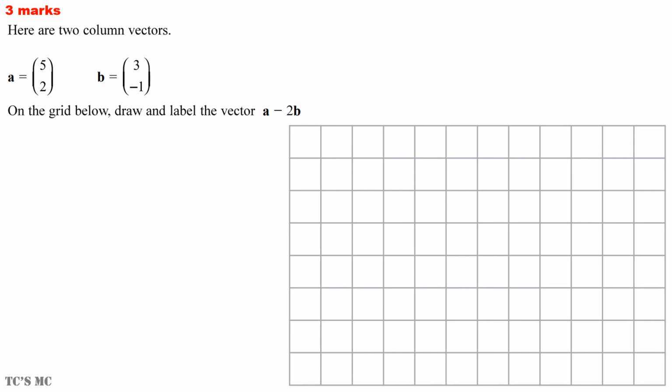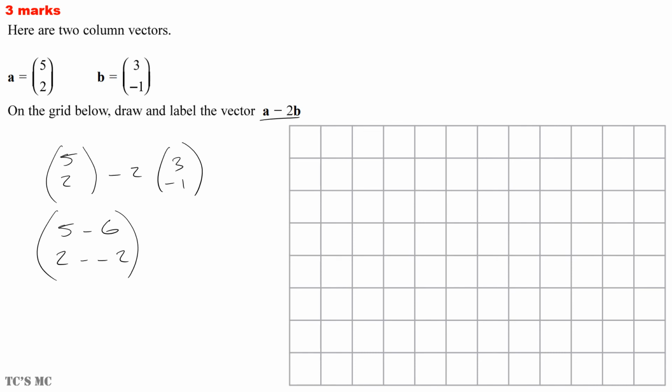Here are two column vectors. On the grid below, draw and label the vector A subtract 2b. So we have A, which is 5, 2, subtract 2 lots of 3, negative 1. That gives us 5 subtract 6 and 2 subtract negative 2. We now have 1 mark. We end up with negative 1, 4. We now have 2 marks.